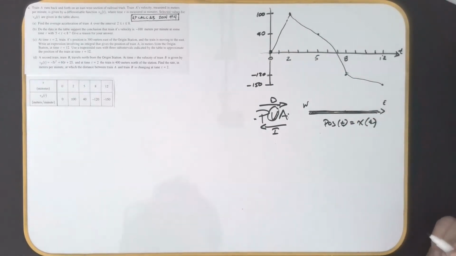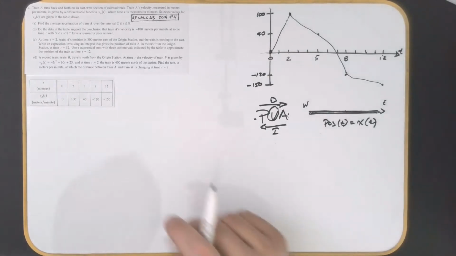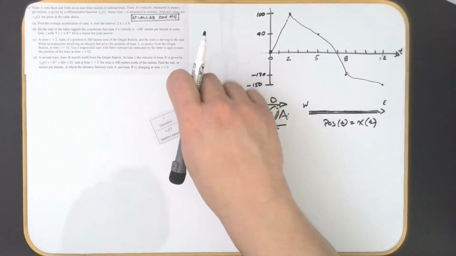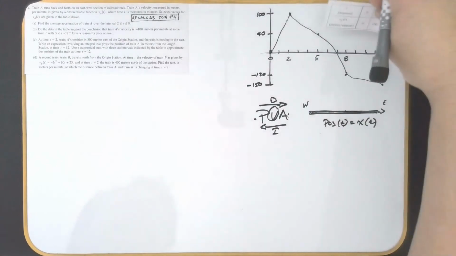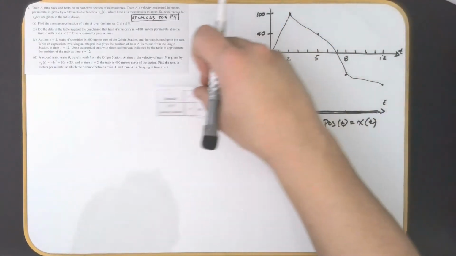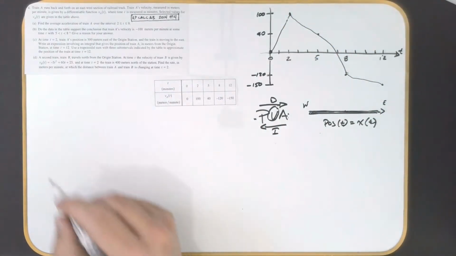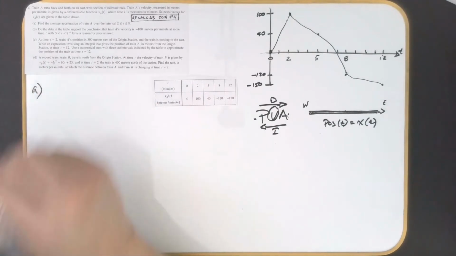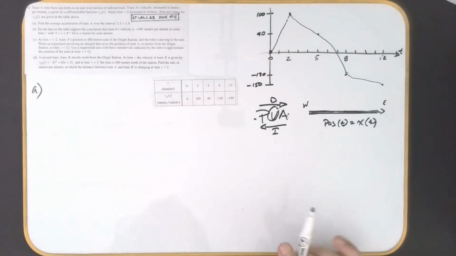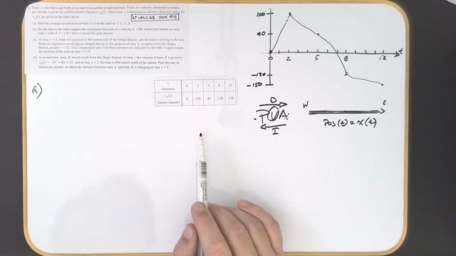All right, so now let's go ahead and see what they're asking for. So let's go to Part A. Now, since I have this kind of floating here, maybe we'll just move this around wherever we need to. All right, so here's Part A. Part A says find the average acceleration of train A over the interval from 2 to 8.